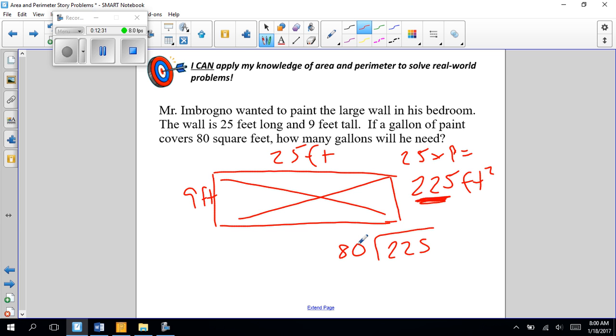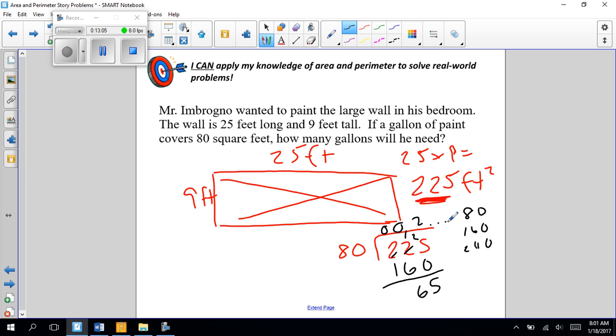If I'm doing this by hand, I look at it and say, all right, 80 doesn't go into 2. 80 doesn't go into 22. 80 goes into 225. If I count by 80s, I have 80, 160, 240. 240 is too high, so I know it's got to be 2, which is 160. Left with 65 there. So I'm going to end up with a decimal. So I'm going to need 2 point something gallons.